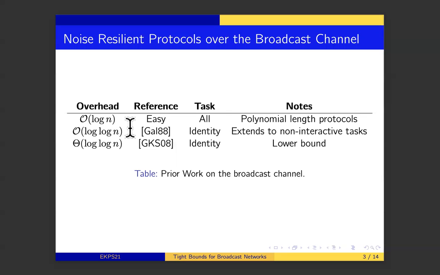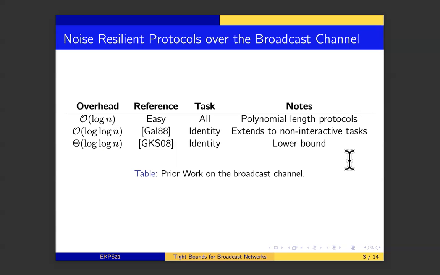Can we do even better? In 2008, GKS showed that for the identity task, Gallager's protocol is optimal, which means they showed that there is no protocol that has an overhead smaller than log log n that solves identity over the noisy broadcast channel. Because this is a lower bound, it also implies a lower bound on interactive codes.